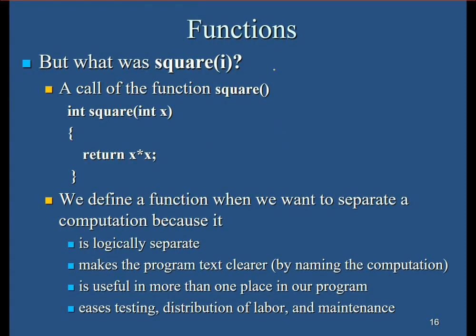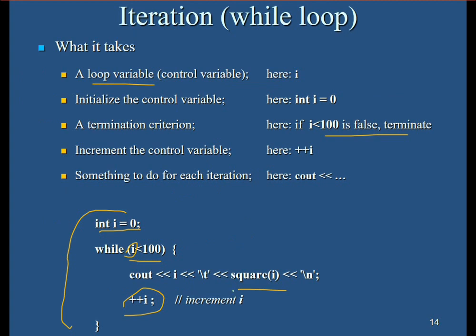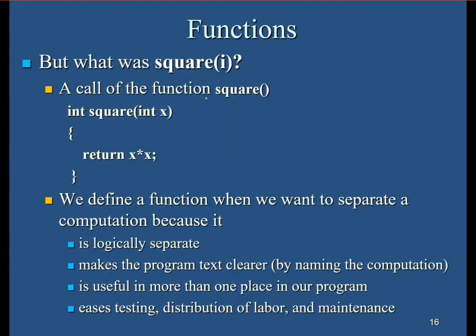But what was square I? This is a call to a function, because here also we are calling square I. In this while loop also we are trying to return the value from square I, but where exactly is square I? The square I is a call of a function square, which is like this. We define a function when we want to separate computation, because why? Actually, C was a function based or structured language. So this idea came from that only.